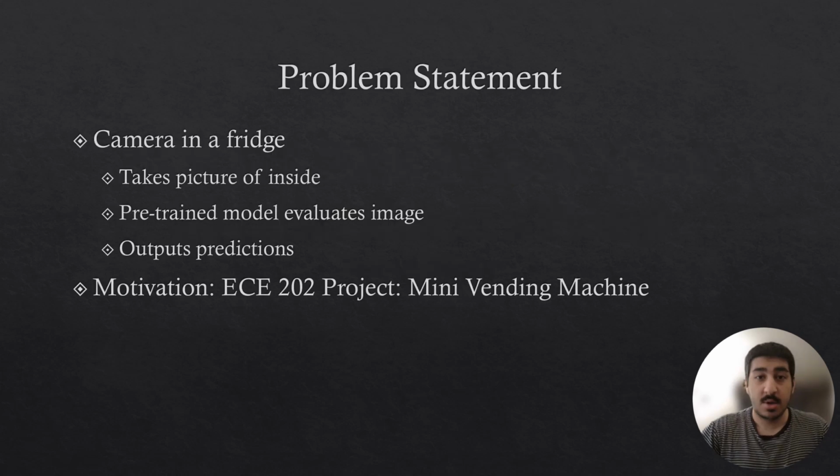Let's get started. To start, let's define the problem of the drink classification. So the initial idea is to have a camera inside the fridge, take a picture of what's inside, the initial racks that you see usually with the fridge, have a pre-trained model evaluate the image, and then output the predictions based on the parameters that it was trained on.